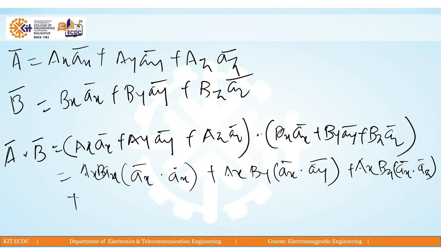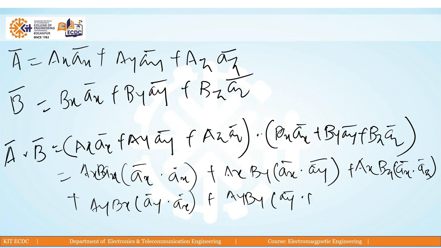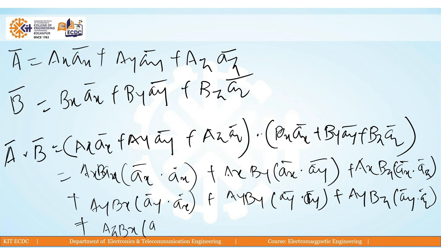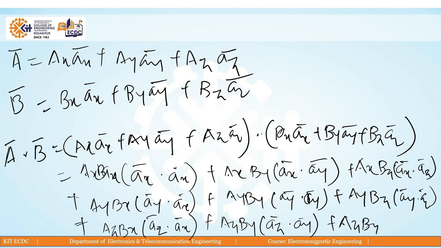Similarly, the fourth term will be AyBx (ay bar dot ax bar) plus AyBy (ay bar dot ay bar) plus AyBz (ay bar dot az bar), plus AzBx (az bar dot ax bar) plus AzBy (az bar dot ay bar) plus AzBz (az bar dot az bar). So we have these 9 terms.